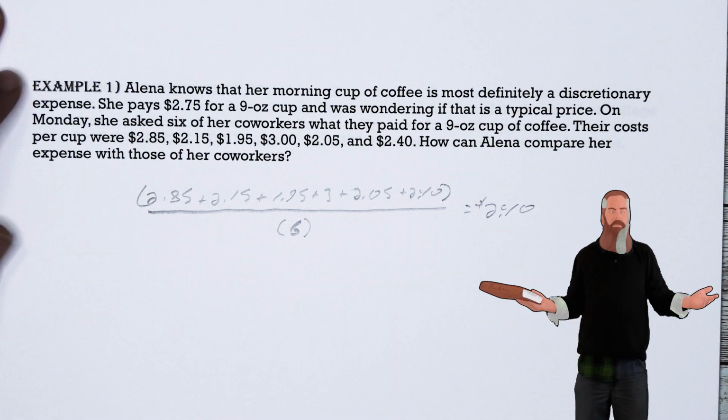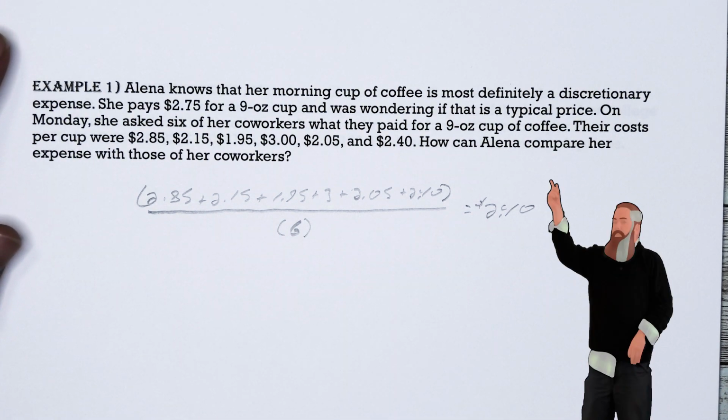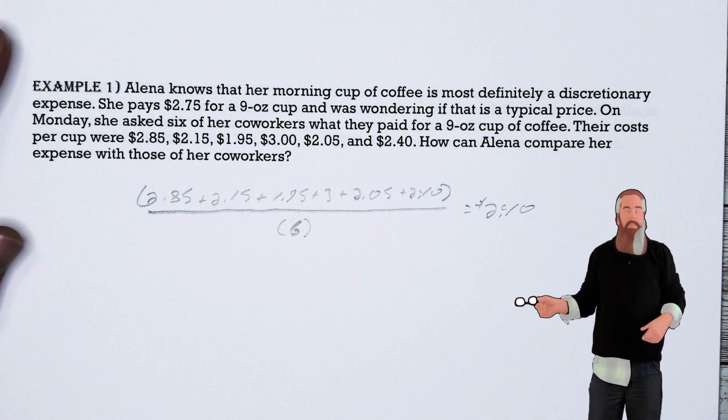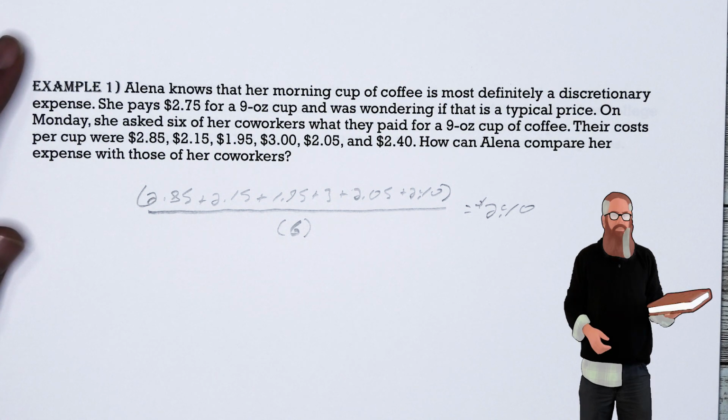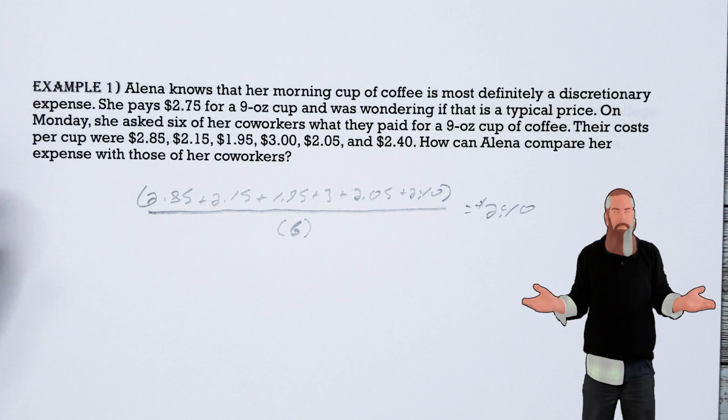The mean is $2.40. Alena's expense is 35 cents above the mean. Based solely on the data, she might want to look around for a less expensive coffee shop in order to save some money on her discretionary expenses.